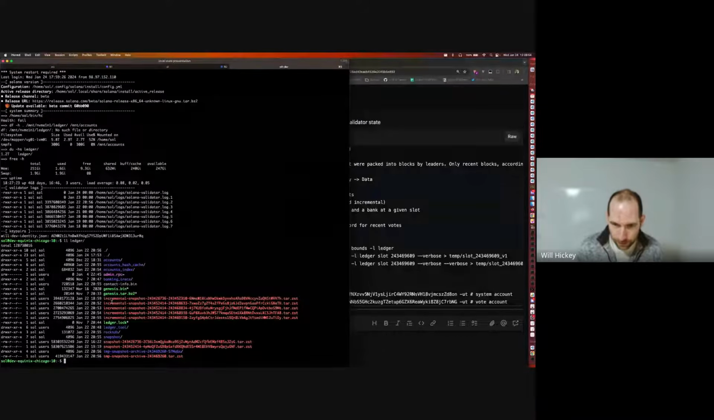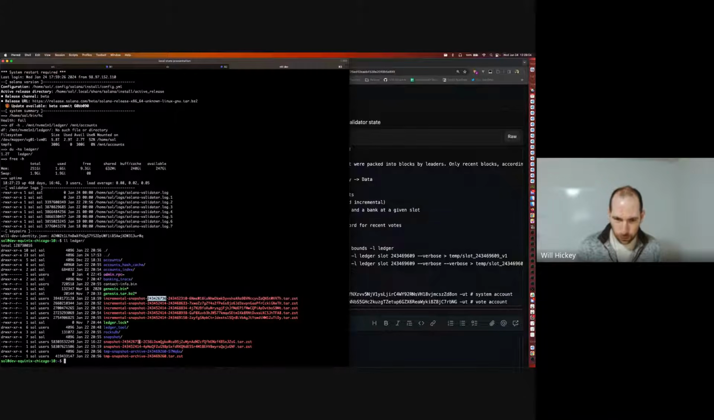And the interesting thing here is if you look at this number, the one that ends in 736, this is the slot number that goes with my older full snapshot. So this incremental snapshot would pair with my older full snapshot here. And then all of these other incremental snapshots pair to the newer full snapshot.